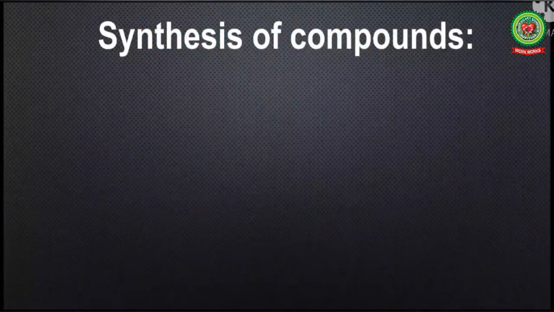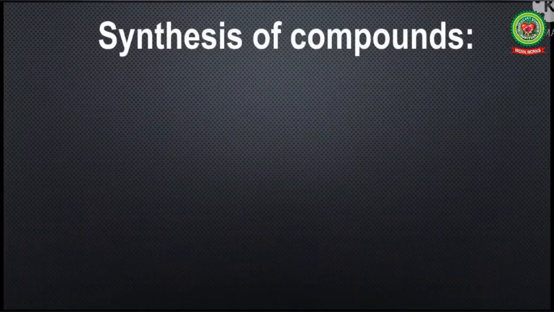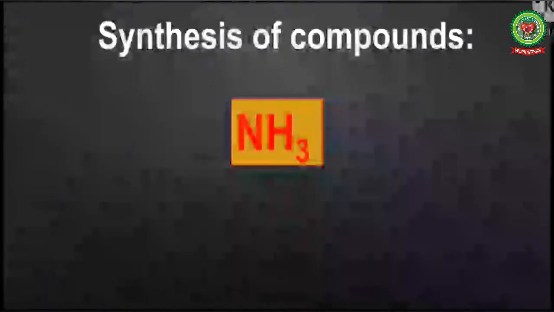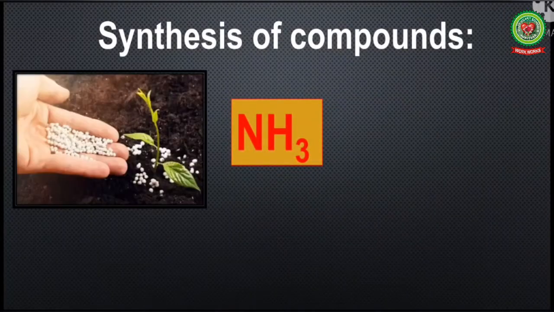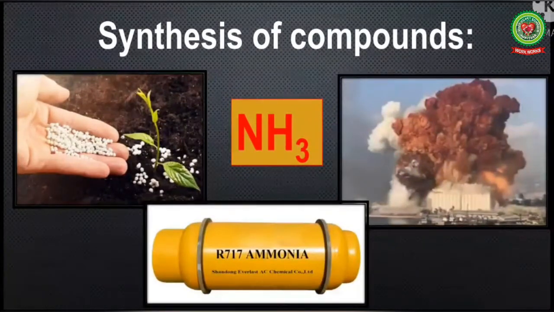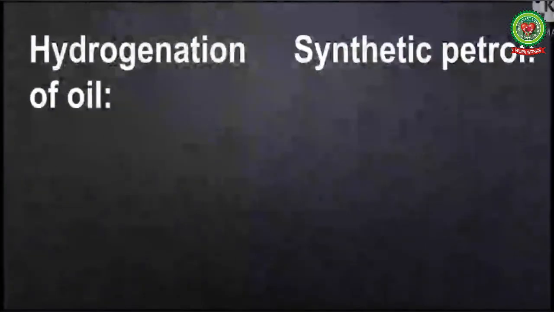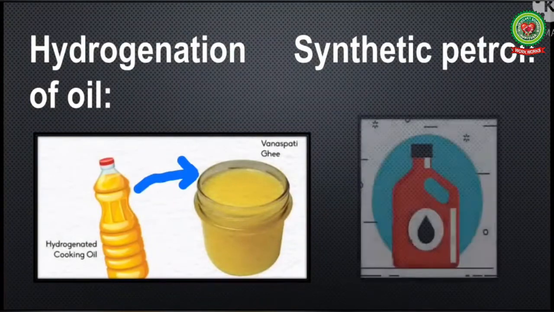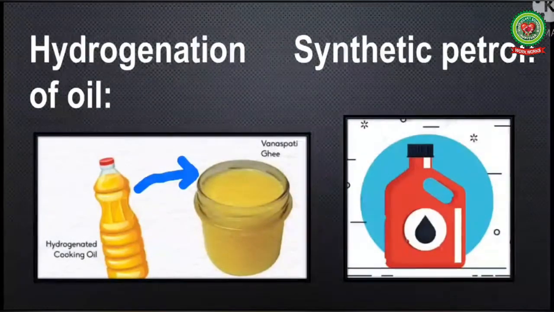Hydrogen is also used in the synthesis of compounds like ammonia, which is further used in the manufacture of fertilizers, explosives, and as refrigerant. Hydrogen is also used for hydrogenation of oil. In this, on addition of hydrogen, vegetable oil gets converted into vanaspati ghee. Hydrogen is also used in the synthesis of synthetic petrol.